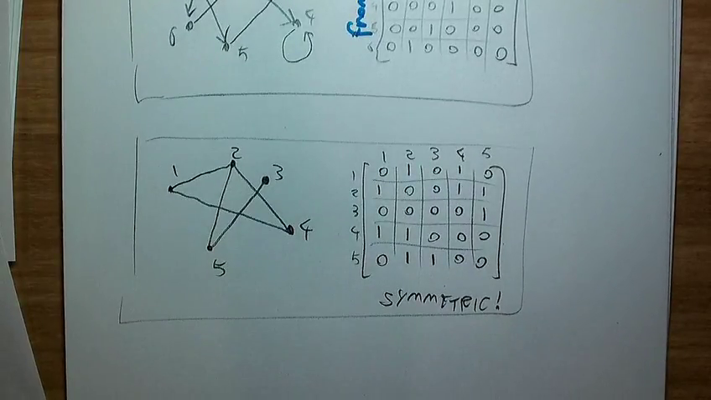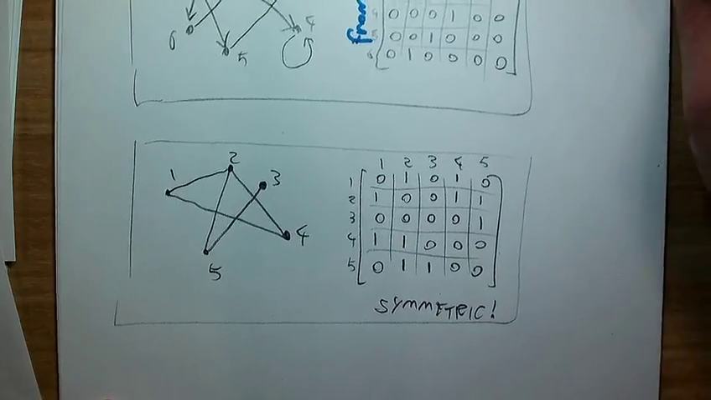Some other things you'll notice is that my second graph didn't have any loops, which means it'll be 0s all the way down the diagonal. So if there's a loop, you'll get a 1 on the diagonal whenever there's a loop.